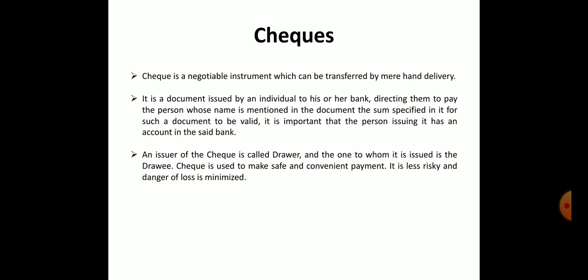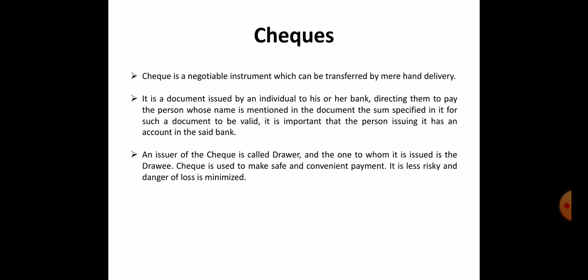A check is issued to make a safe and convenient payment. It is less risky and the danger of loss is minimized. Basically, there are two types of checks: one is called a bearer check, another is called a cross check. A bearer check is a check in the name of self. When we want to withdraw money from the bank, that check can be issued.